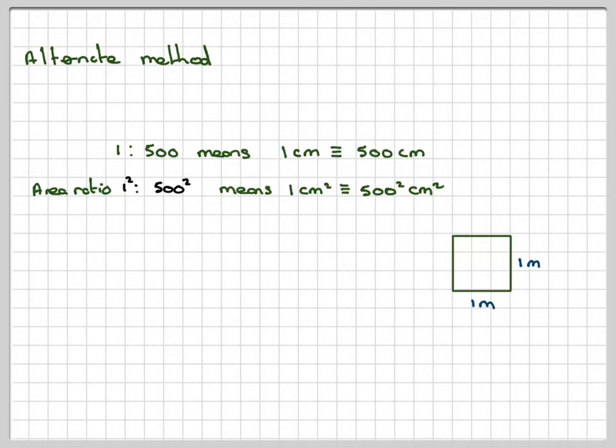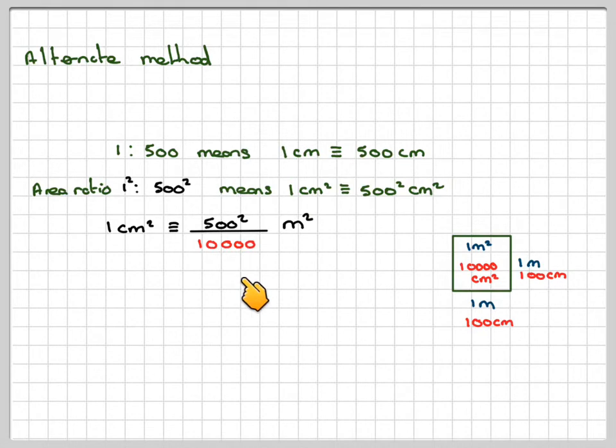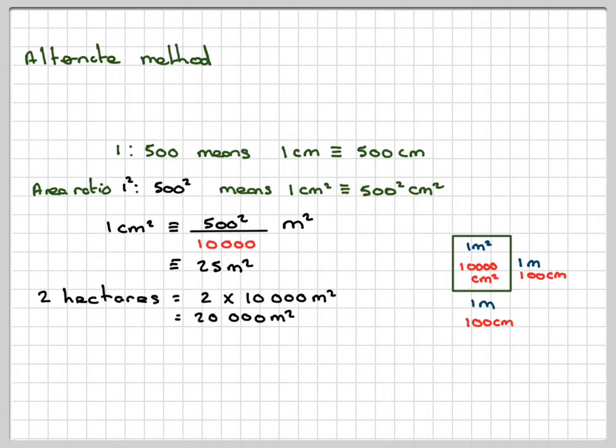If we draw a square, 1 metre by 1 metre, 1 metre squared, and then 1 metre is 100 centimetres and 100 centimetres. 100 times 100 gives you 10,000 centimetres squared. So 1 centimetre squared will be 500 squared, changing the scale now, to divide that by 10,000 centimetres squared. That will put that into metres squared, which gives you 25 metres squared. So 2 hectares is 2 times 10,000, which is 20,000 metres squared.